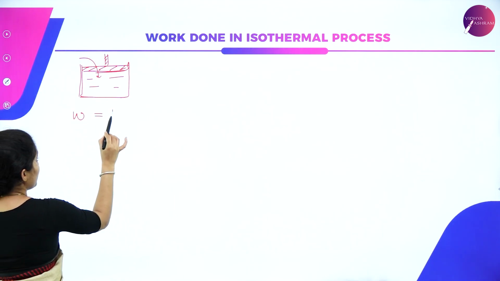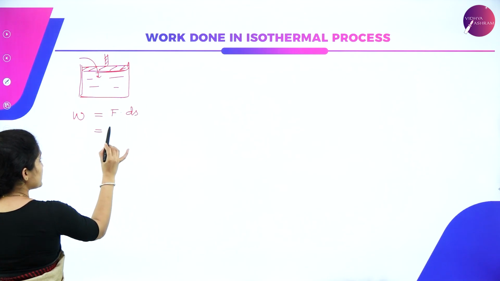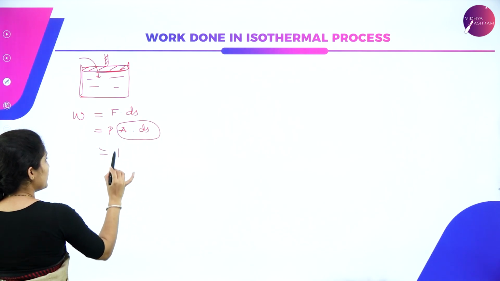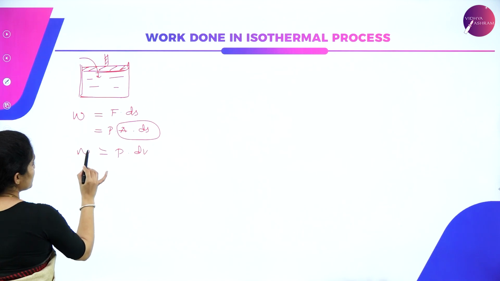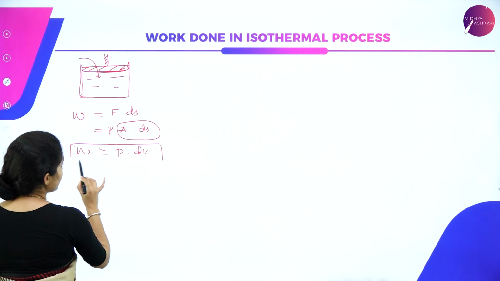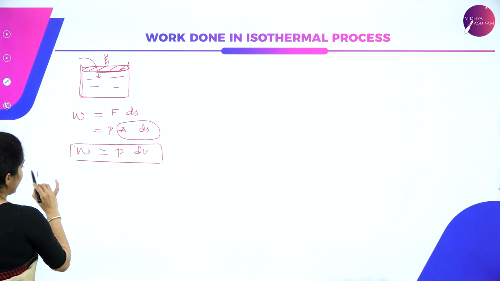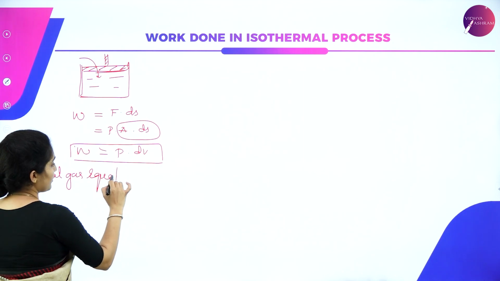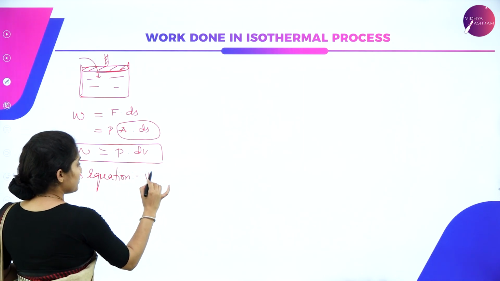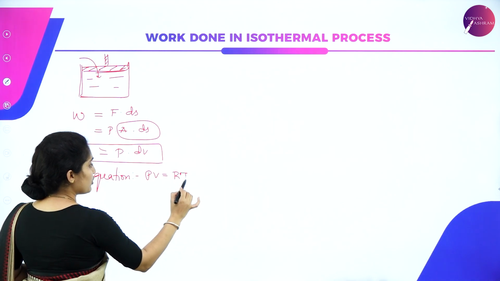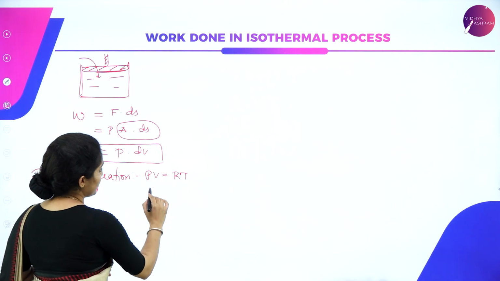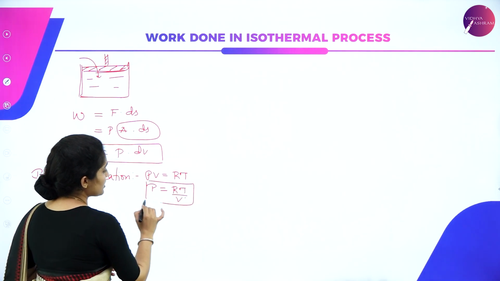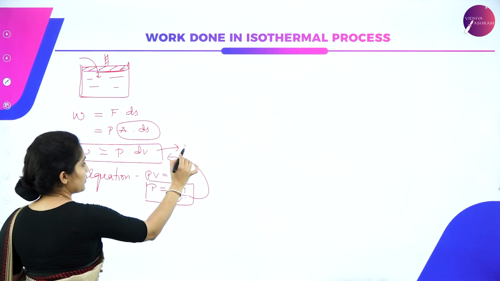Work done is equal to force into displacement. Force is nothing but pressure into area, and area into displacement gives volume change. So this holds good with respect to P dV. So W is equal to P dV is your concept, equation 1. We know by the ideal gas equation that PV is equal to RT, and for n moles of a gas it turns out to be nRT. So P is nothing but RT divided by V. Let me substitute this P value in equation 1.